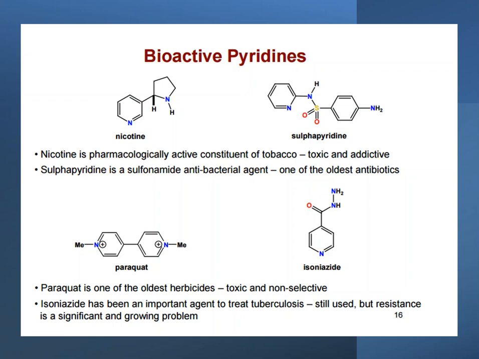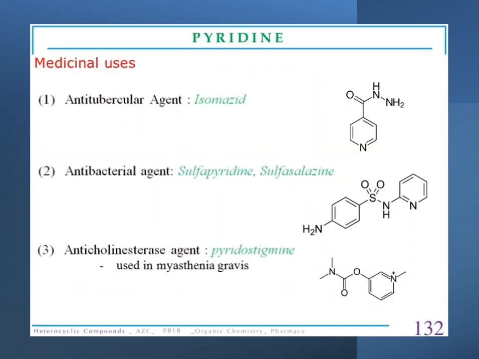Isoniazid is one of the cheapest and most commonly used antitubercular drugs. Isoniazid is the commonest of your anti-TB drugs. It is isonicotinic hydrazide, that is, it contains a hydrazide at your 4th position. So those are some of the bioactive pyridines.